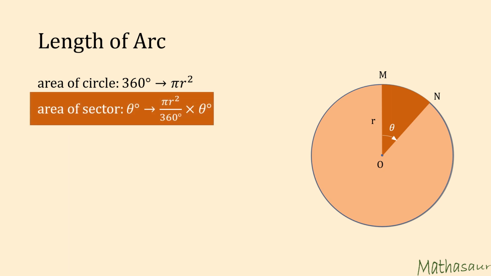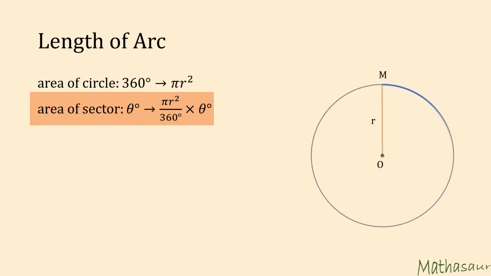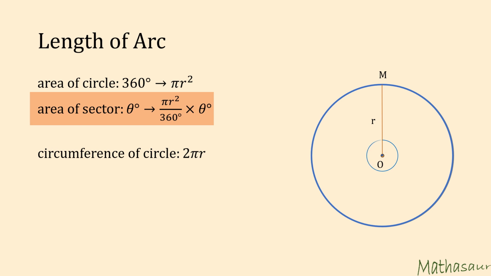Now let us apply a similar logic for finding the length of the minor arc MN. So now we are looking at the circumference of this circle, which is 2 pi r. Now once again, let us check out the angle subtended at the center. It is 360 degrees. So 360 degrees is corresponding to 2 pi r. Now let us look at the arc created by the sector MON. Now this minor arc is subtending an angle theta at the center. In other words, angle MON is equal to theta.